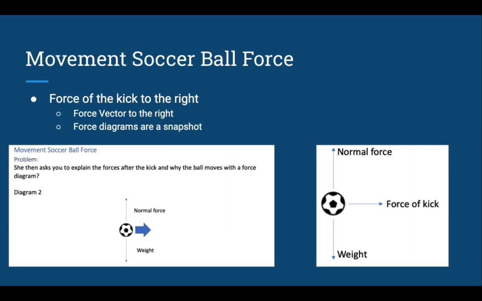Now your friend asks, what are the forces during the kick onto the ball? Since the ball is being kicked to the right, we draw a force vector from the ball to the right. The important thing to remember in a force diagram is that this is happening as a snapshot, so this is applied right as the ball is kicked. Normal force and gravity will be the same.